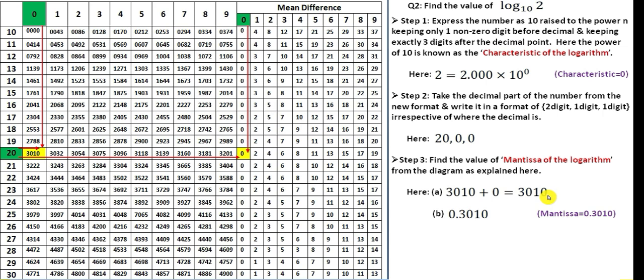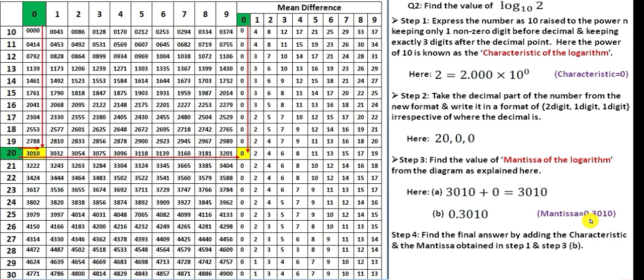Now to find the mantissa, just put a decimal in front of these 4 digits. Again, don't look where this digit was or where the decimal was, you don't have to check anything. Just put a decimal before all these digits. So it will be 0.3010, the mantissa of the given logarithm. Now the last step, to find the answer, you have to add the characteristic which was 0 and the mantissa which was 0.3010. So add them, you will get the final answer.